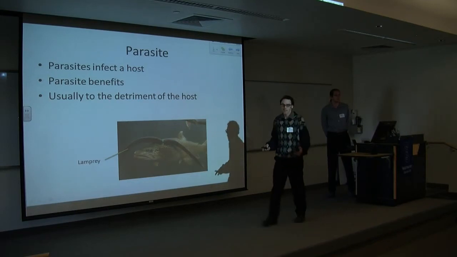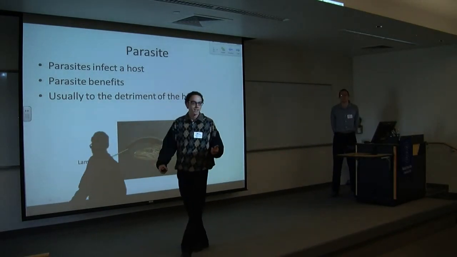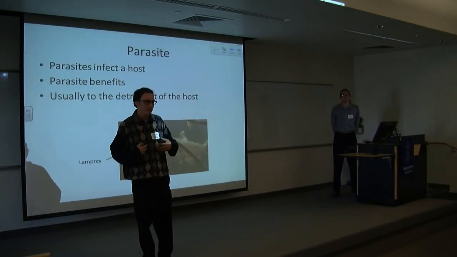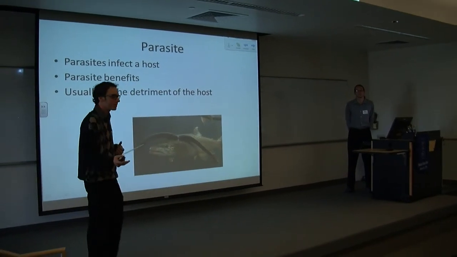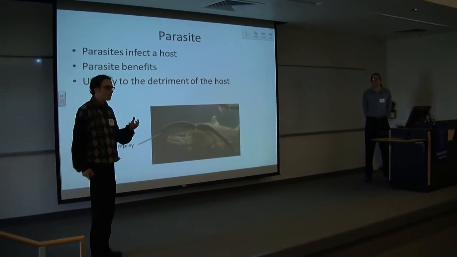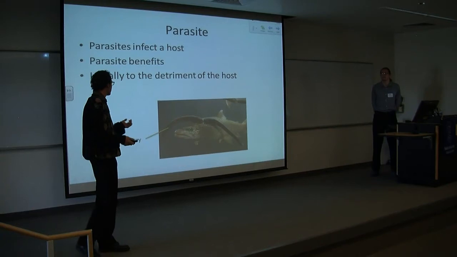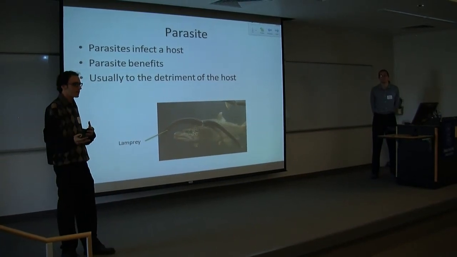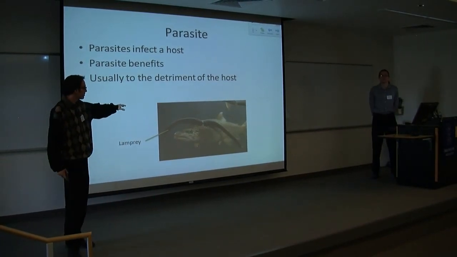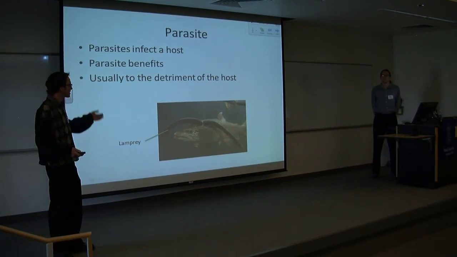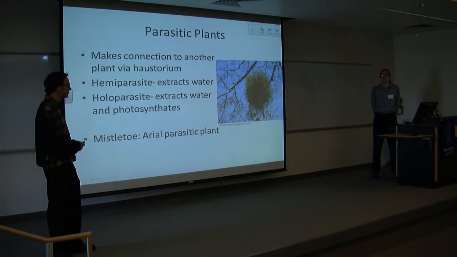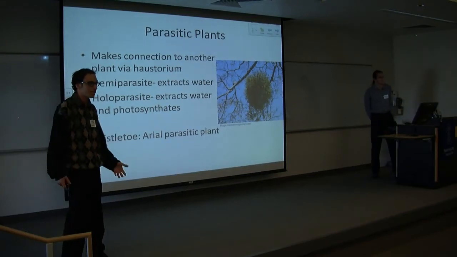A parasite infects a host. So it could be something like a virus or a bacterium infecting us, us being the host, the parasite being the virus. It could be a microparasite or it could be a macroparasite. And this is an example of a macroparasite, something much larger. Nonetheless, what makes them a parasite is that they do not benefit the host. Plants can also be parasites.